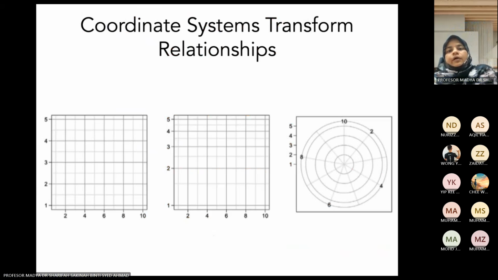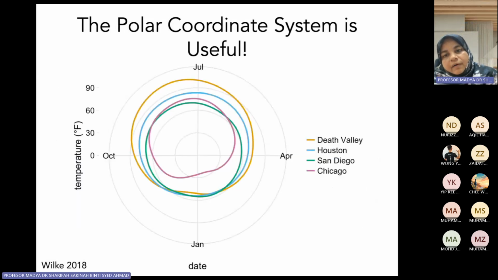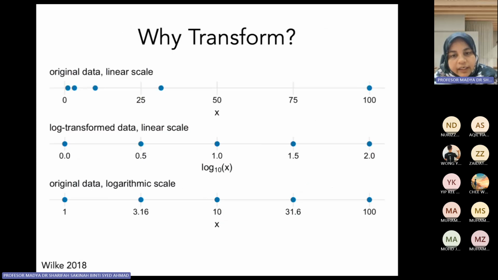Okay, so coordinate system transform. We also have coordinate systems that can be useful to represent the graph. Okay, polar coordinate you can also see here. Based on the temperature just now, we can use this kind of graph to show some important findings from the data. And then instead of just starting the graph from the minimum number, we can put the scale at 0. So it gives some meaningful findings.